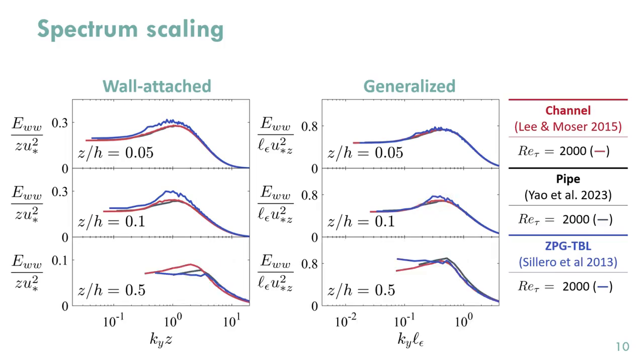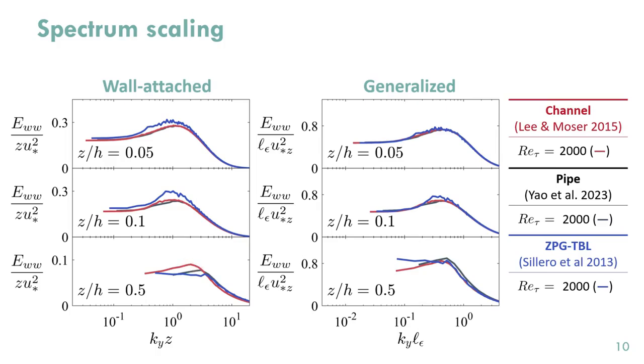This trend continues as you move even deeper into the boundary layer. So here we're looking at half of the boundary layer thickness. And in this case, the generalized scales are doing an excellent job of characterizing where the peak in the spectrum is occurring and what the amplitude of the peak is. Whereas if you look at the wall attached scaling, it doesn't even get the position of the peak correct, let alone the actual amplitude of the peak.